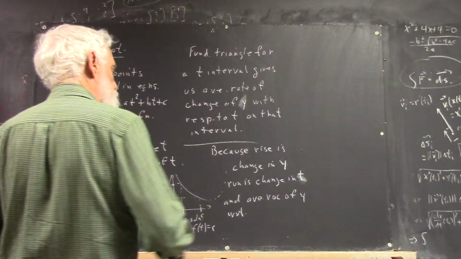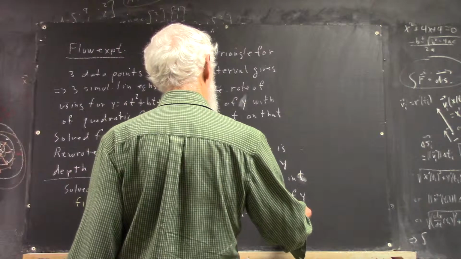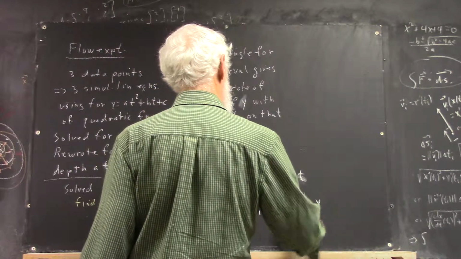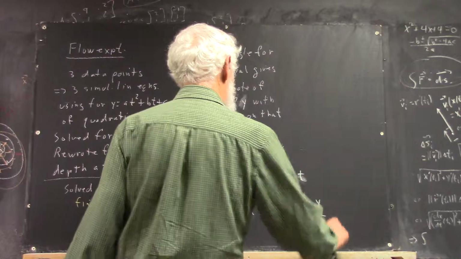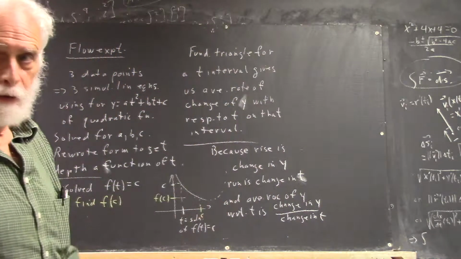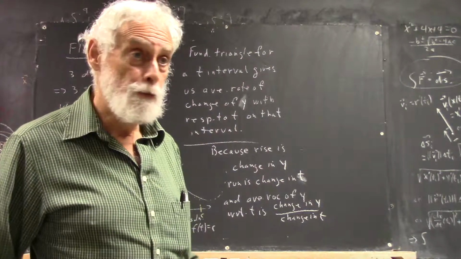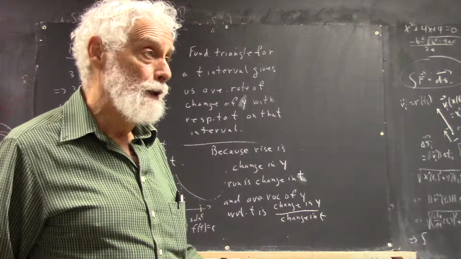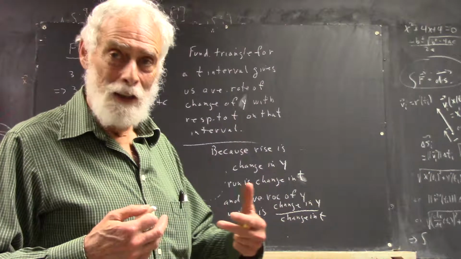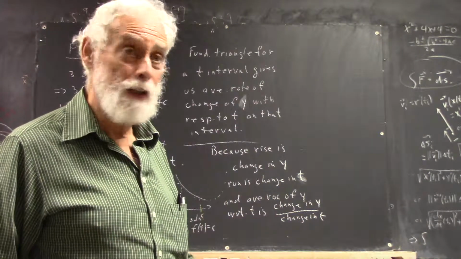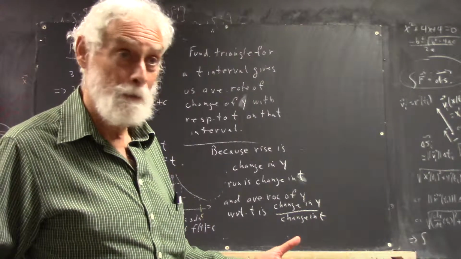An average rate of change of y with respect to t is the change in y divided by the associated change in t. That's what an average rate of change is. If you make $50 in 4 hours, the average rate at which your wealth is changing is $50 divided by 4 hours, $12.50 per hour. Make sense? That's easy to understand.